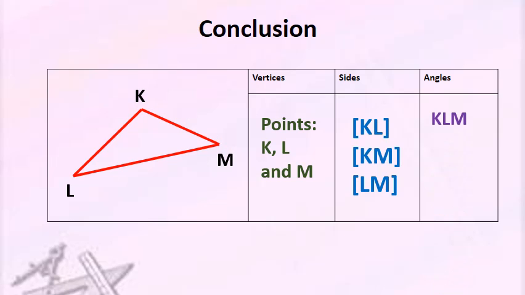Again, we have angle KLM. We're going to put above it this sign, which is the sign of an angle. We're going to name the second angle, which is LMK. Above it, put the sign of the angle. And the last angle is MKL, and we're going to put above it the sign of an angle.